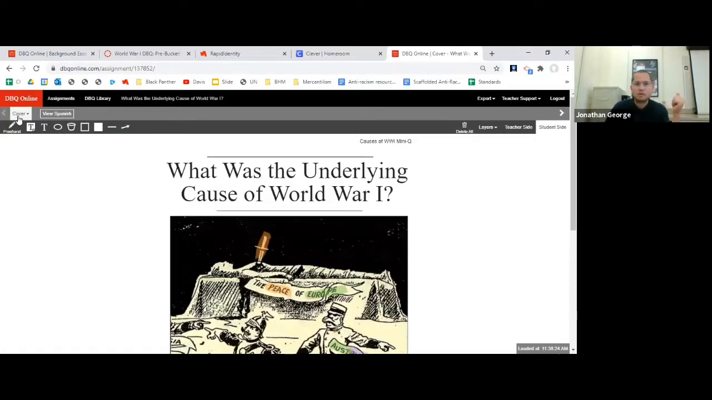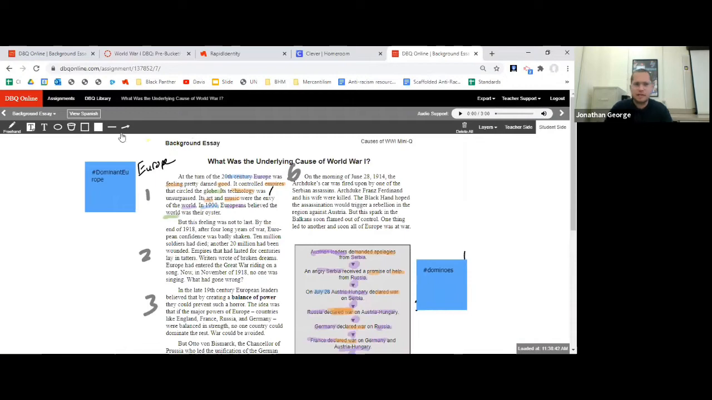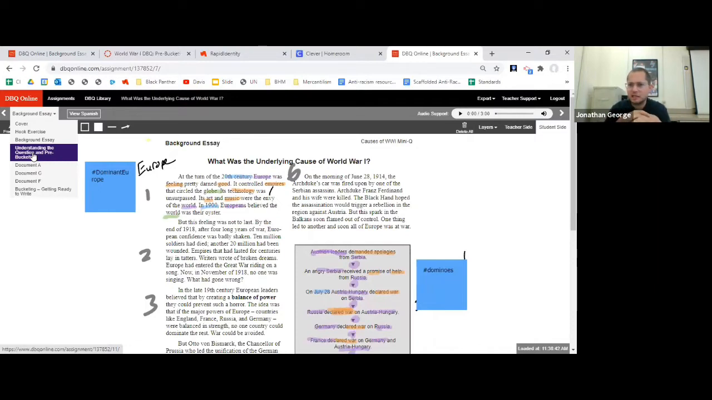Okay, here we go. So we did the cover, and you can navigate right here. Hook exercise, background essay, we completed both of those at this point. You can also hit this arrow over here on the right side to transition to the next section of the DBQ. So we're going to go to understanding the question and pre-bucketing. I'll let that sit there for a little bit just to make sure we're not leaving anybody behind. Any questions, again, please put them in the chat, and I'll do my best to get to those.